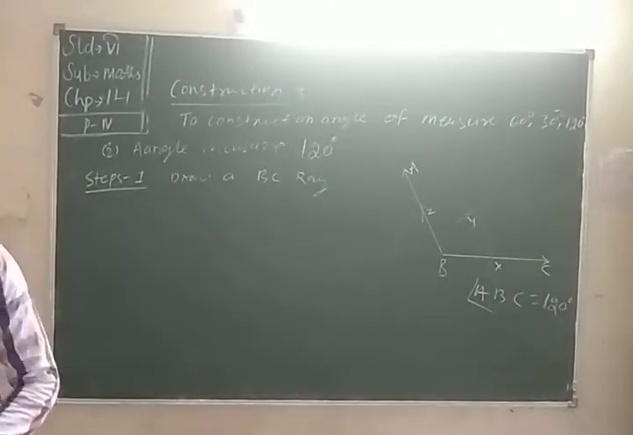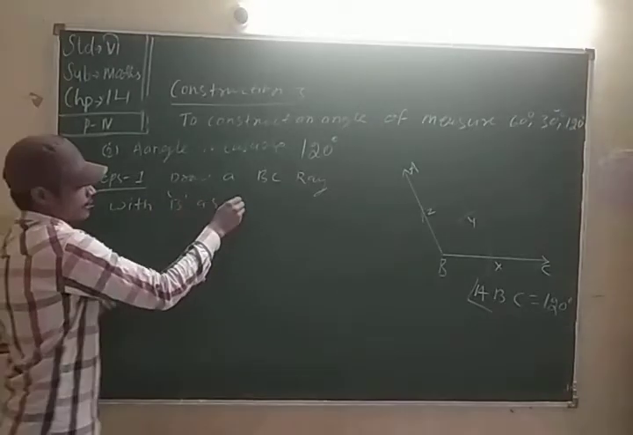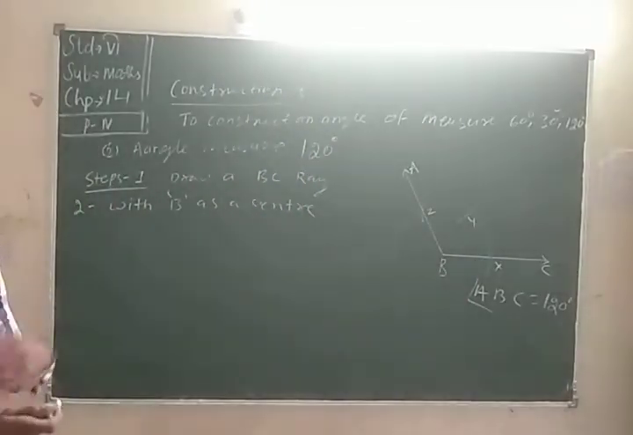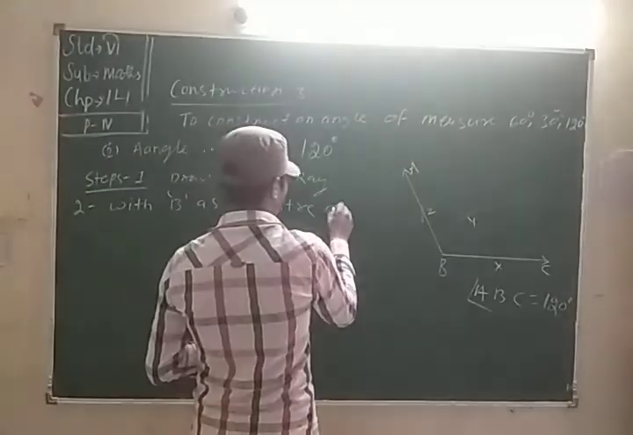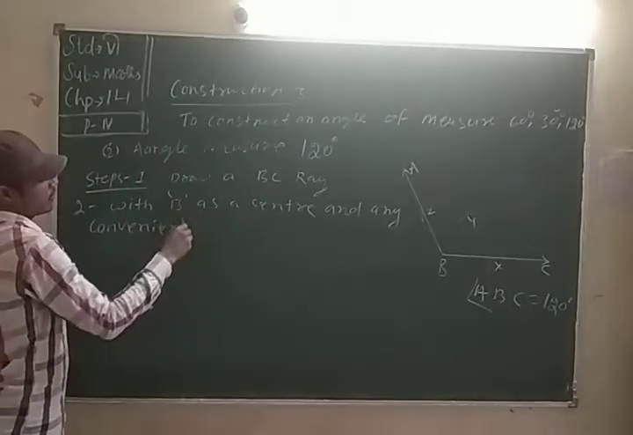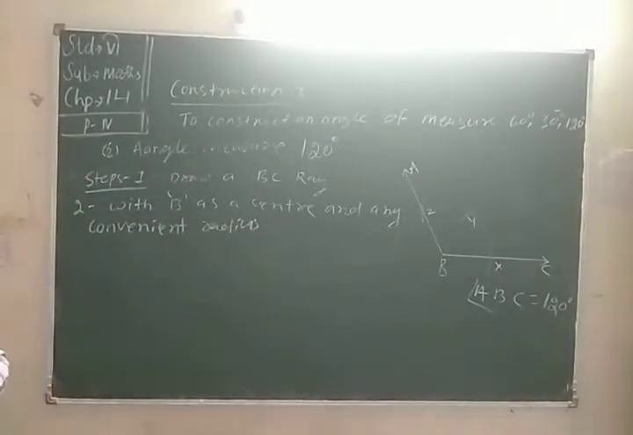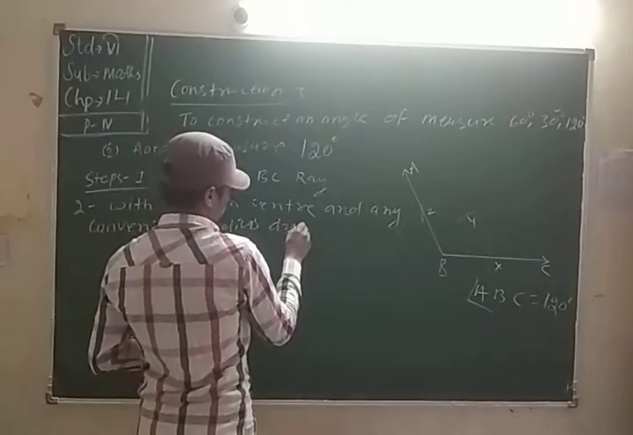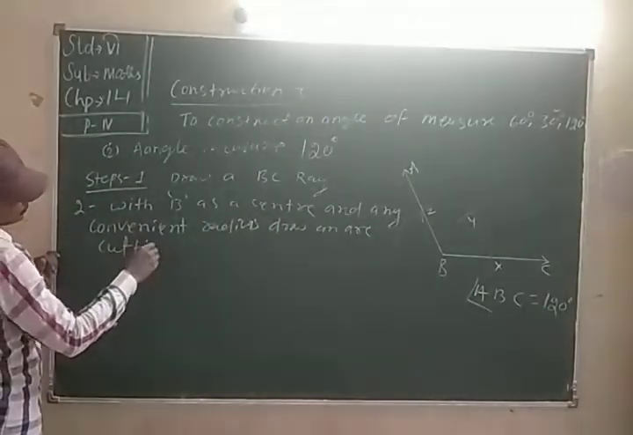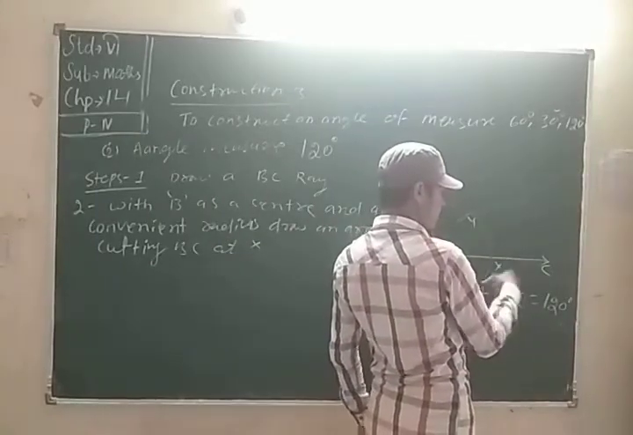Step 2: With B as a center and any convenient radius, draw an arc cutting BC at X. That means we know where the center is and take any convenient radius, and first we draw an arc cutting BC at X.